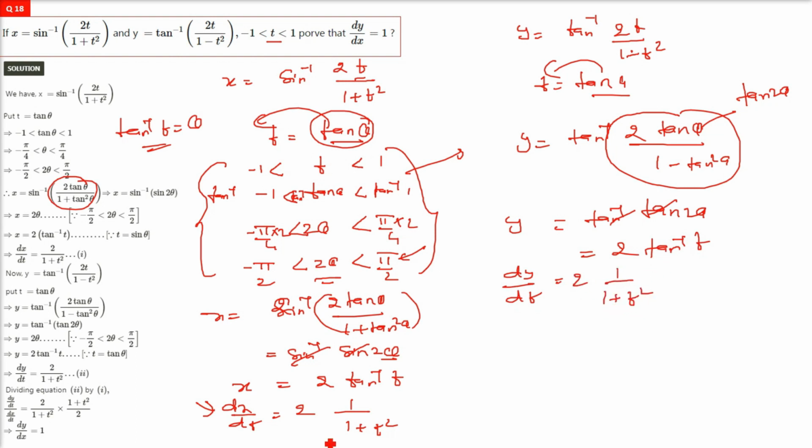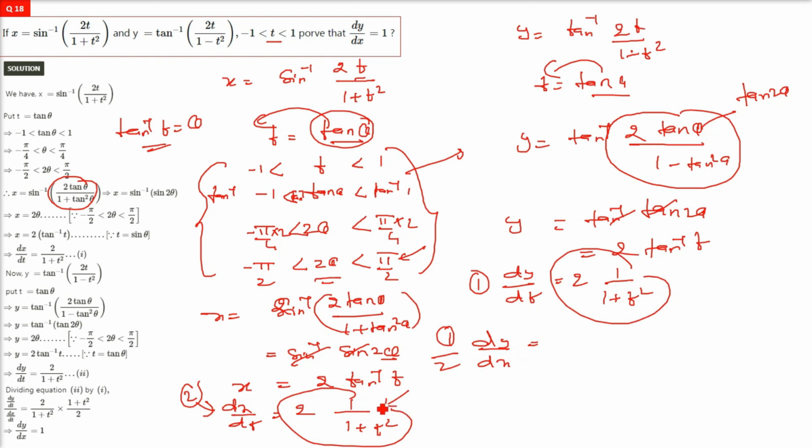And you see dx by dt and dy by dt are both the same. When you want dy by dx, you write dy by dx as dy by dt divided by dx by dt. So these two are to be divided, and since they are the same, what do you get? You get 1. That will be your 1.